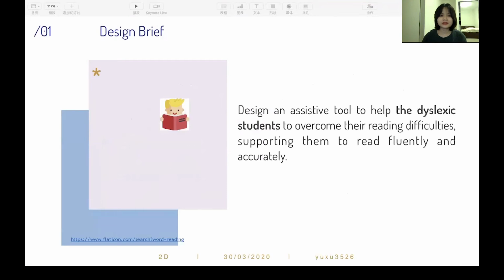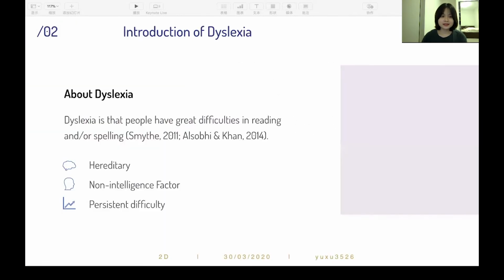The first one is the design brief. We want to design an assistive tool to help dyslexic students overcome their reading difficulties, supporting them to read fluently and accurately. What is dyslexia? Dyslexia is a learning difficulty. It mainly affects the reading and spelling skills involved in accuracy and fluency.